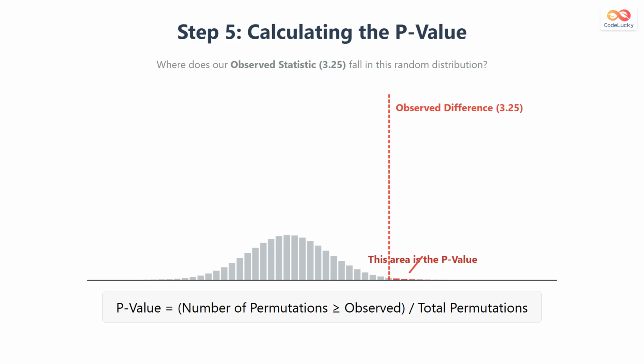Now, we bring back our original observed difference of 3.25. We check where it falls on this graph. The p-value is simply the fraction of random shuffles that resulted in a difference equal to or greater than our observed value. If very few random shuffles match our observation, it suggests our result is rare and statistically significant.